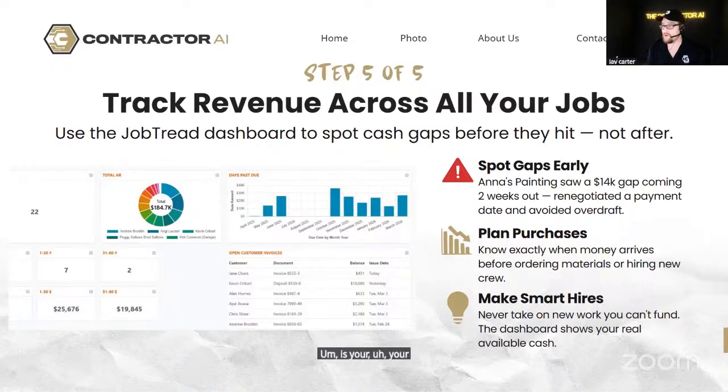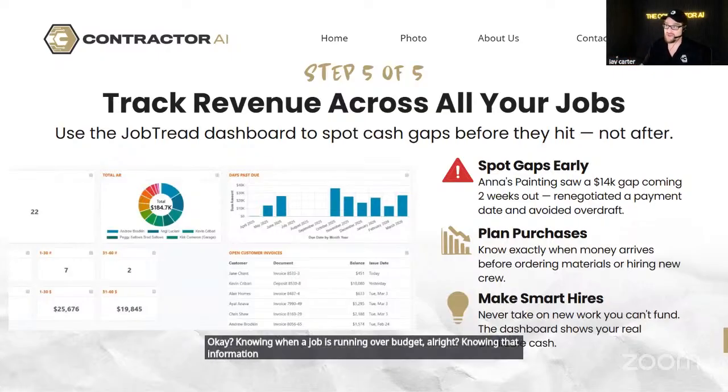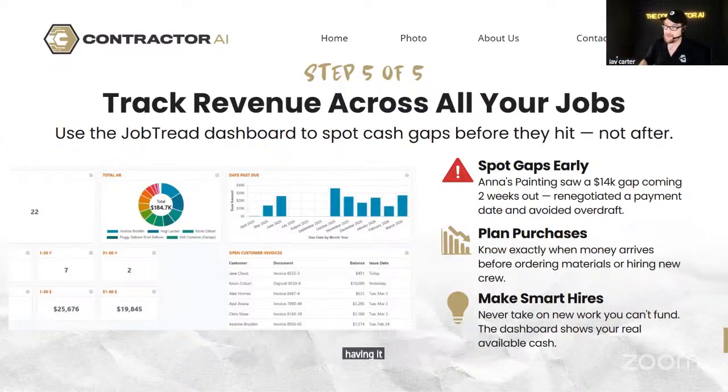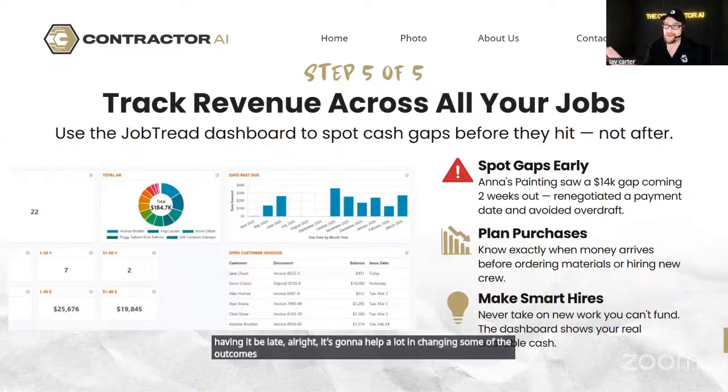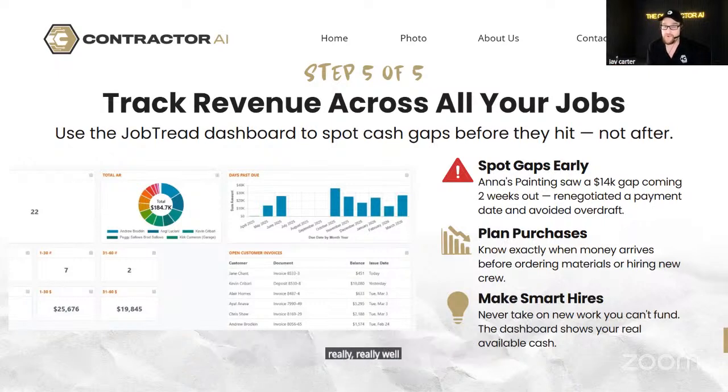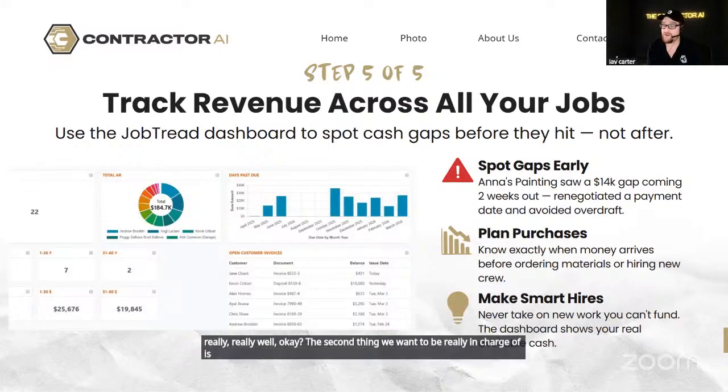your variance. So your variance on your budget. Knowing when a job is running over budget. Knowing that information in real time versus having it be late is going to help a lot in changing some of the outcomes. JobTread does that really, really well. The second thing we want to be really in charge of is our schedule variance.